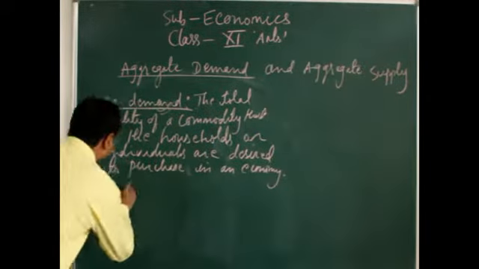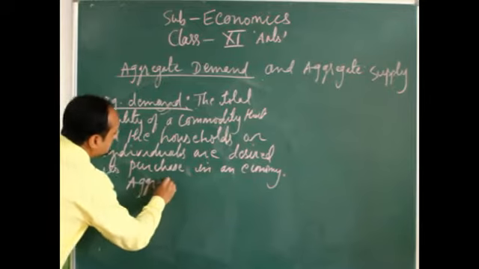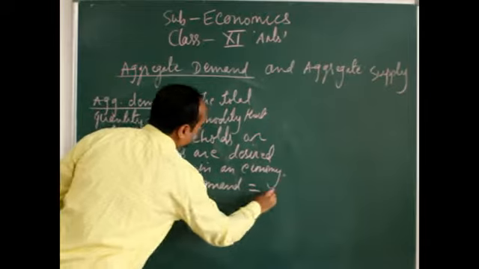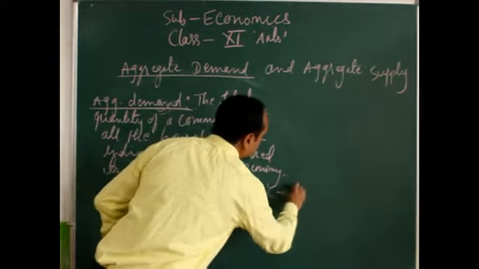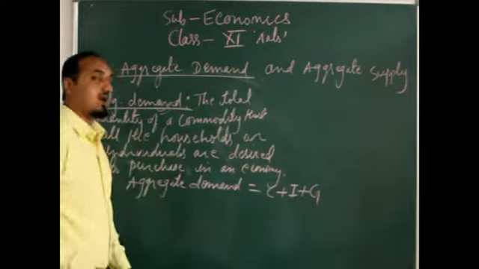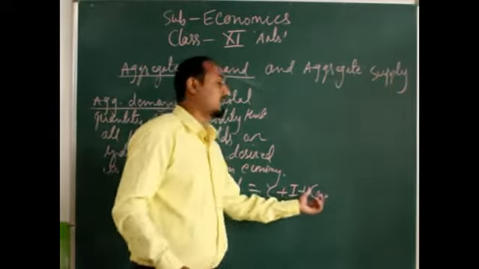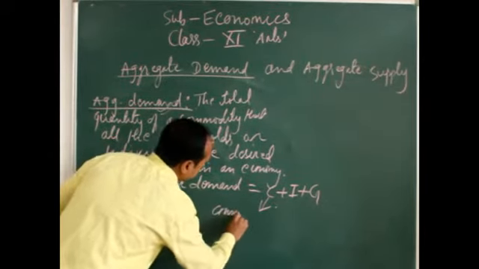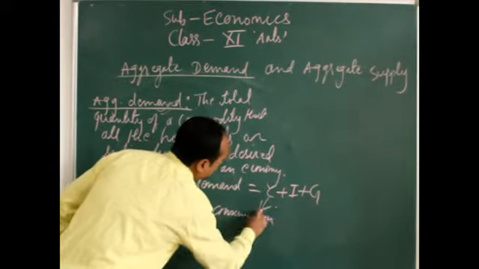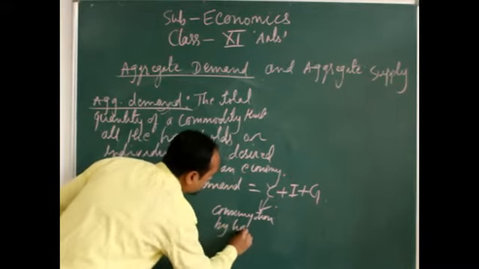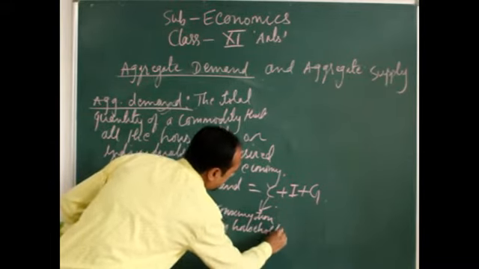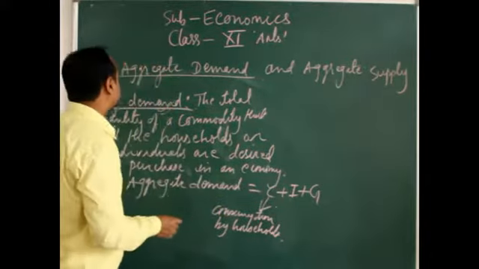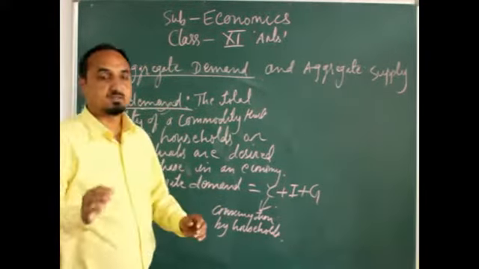So we can see that aggregate demand equals C plus I plus G. Now here you have to understand the meaning of C, I and G. C is the consumption by households. When they are consuming, they will demand various types of goods and services. So that is also part of this aggregate demand.